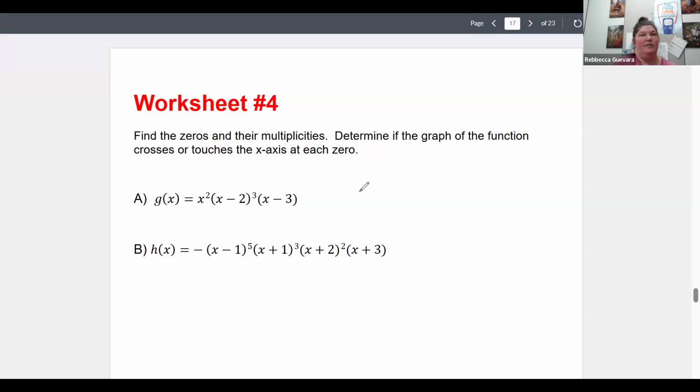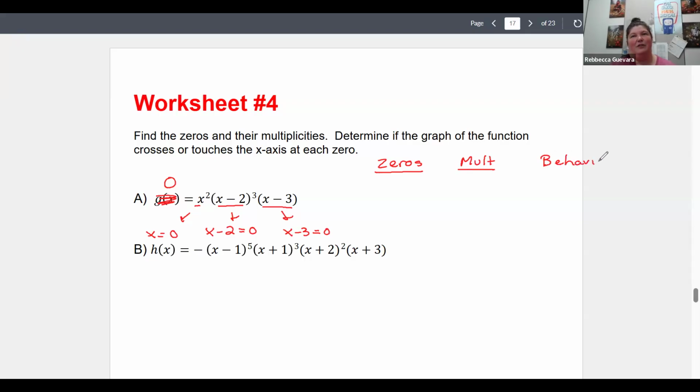All right, so for A, we set it equal to 0, and then every factor with an x is what we have to look at. When is x equal to 0? Well, it's 0. When is x minus 2 equal to 0? And when is x minus 3 equal to 0? So if we go back and find our zeros, I'm just going to write the multiplicity and then the behavior for each zero.